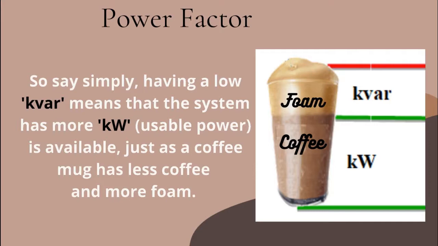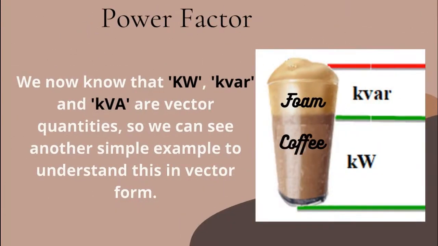So to say simply, having a low kVAR means that the system has more kW available, just as a coffee mug has less foam and more coffee. We now know that kW, kVAR and kVA are vector quantities, so we can see another simple example to understand this in vector form.